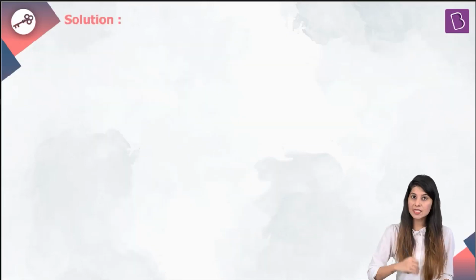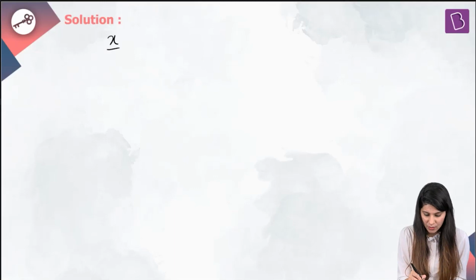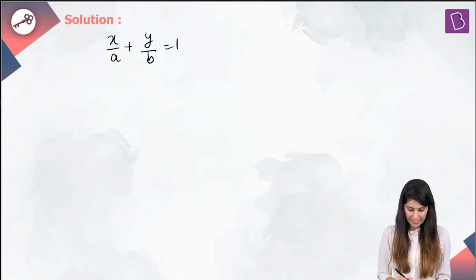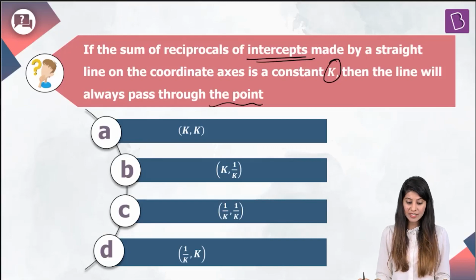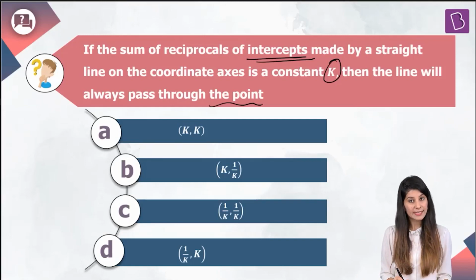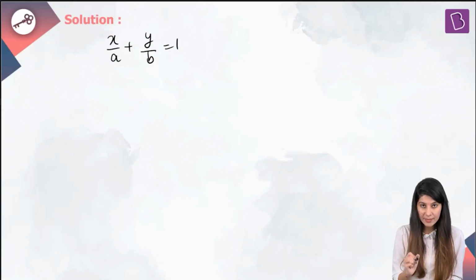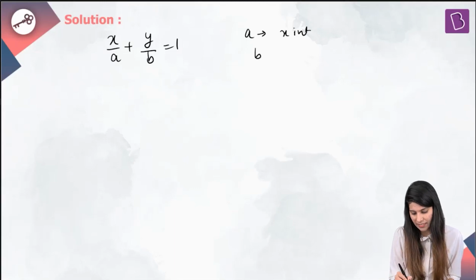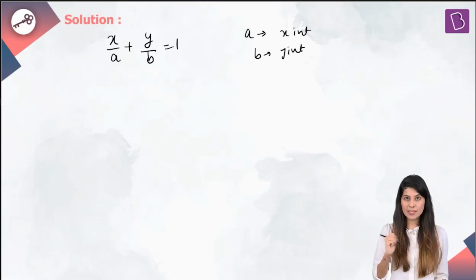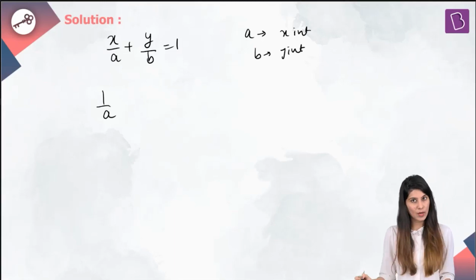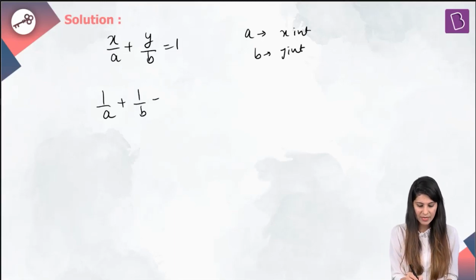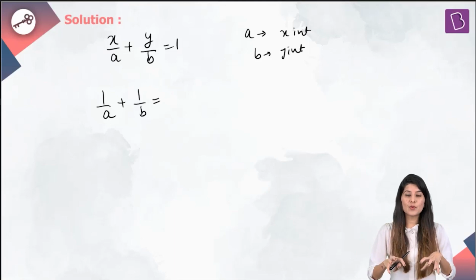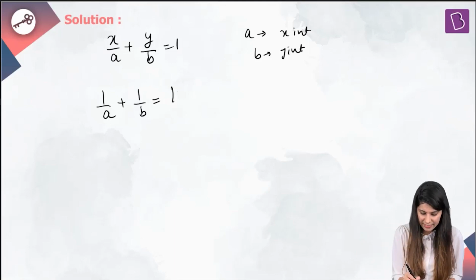Okay, so let's assume the equation of the line as x by a plus y by b is equal to 1, right? And as per the question, the sum of the reciprocals of the intercepts made by the straight line on the coordinate axes is equal to k. So that simply means that this a is what? X-intercept, and b is what? Y-intercept. If I take the reciprocal of the x-intercept, what do I get? 1 by a. Similarly, the reciprocal of the y-intercept, 1 by b. The sum of the reciprocals of these two intercepts is given as k in the question.